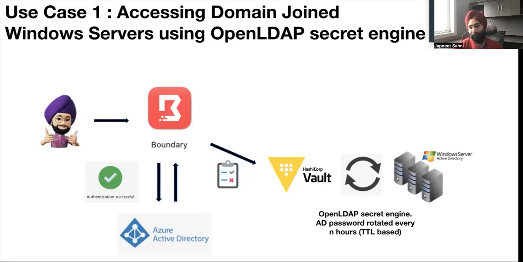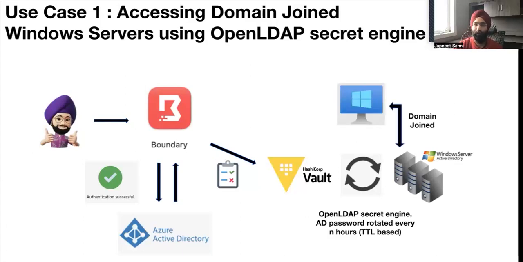And this Windows Server Active Directory is in turn domain joined with your Windows servers, right? So now HashiCorp Vault is going to return back the AD password, and it is also going to send you a proxy URL. Using that URL, the boundary user is going to make a proxy connection to the Windows servers and provide the AD password returned by HashiCorp Vault, and he should be authenticated successfully. Okay, so this use case is for the Windows servers.